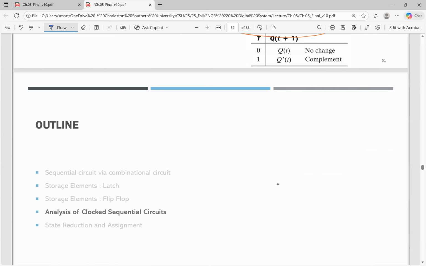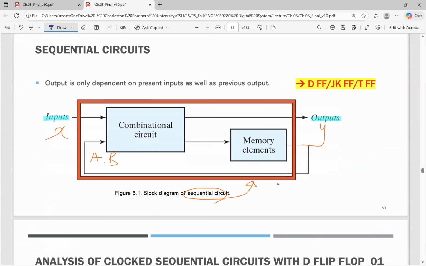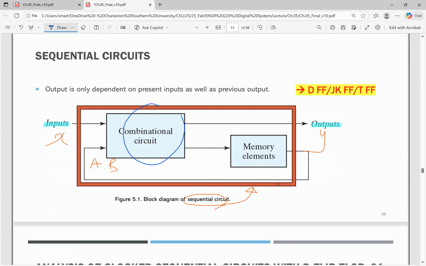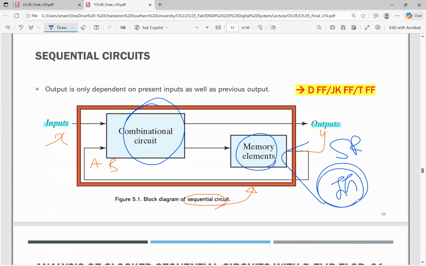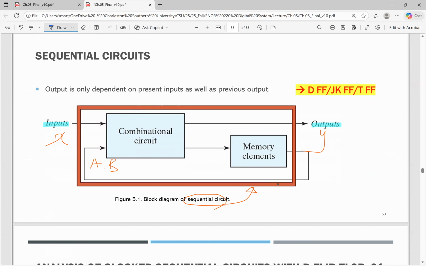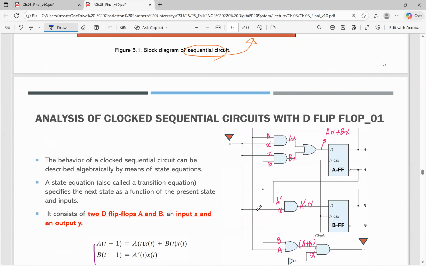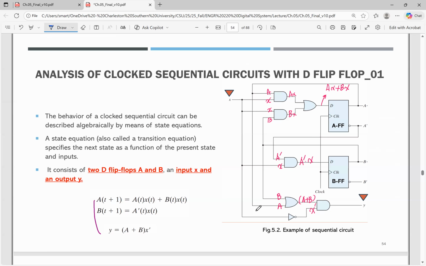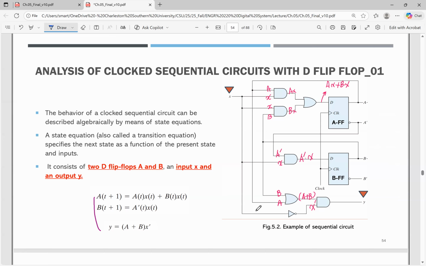All right, so now analysis of a clocked sequential circuit. We learned before the sequential circuit consists of a little bit more complex combinational circuit, combining the logic diagrams with the memory elements. It depends on SR and then the flip-flops. So now the analysis of a clocked sequential circuit with a D flip-flop.